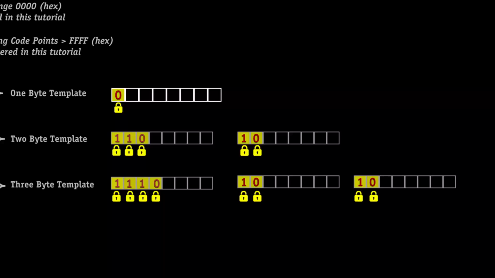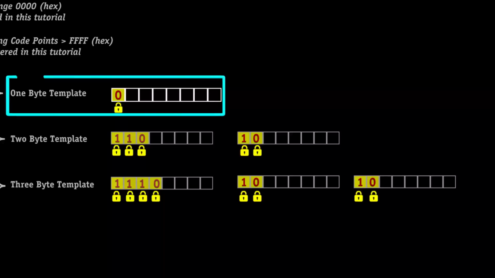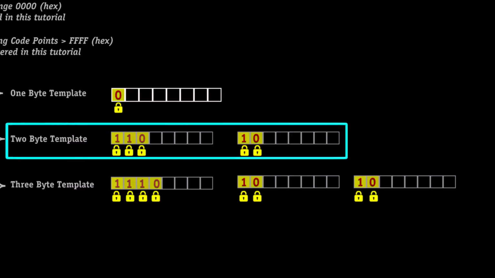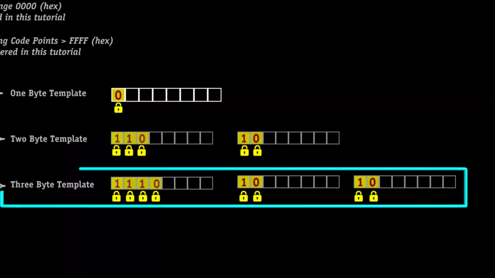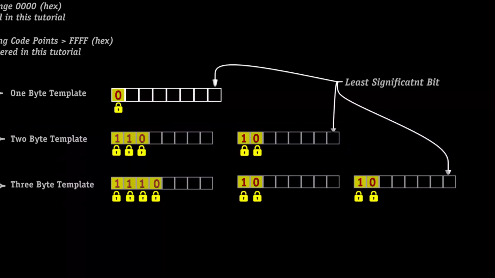As you can see, some bit positions are filled and some are vacant. The filled bit positions shown with a lock symbol must not be modified. All the vacant slots must be filled up in a way that I will describe shortly. So one more time, this is a 1-byte template, and this is a 2-byte template, and this is a 3-byte template. Let us now see how to use these templates.